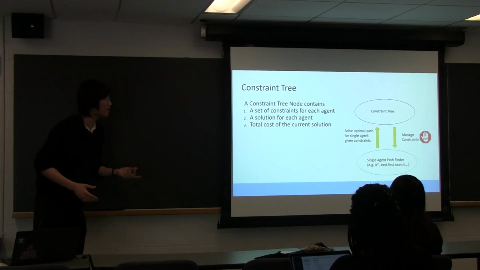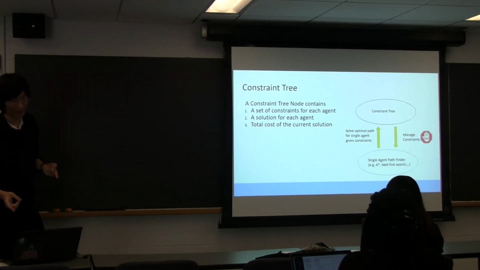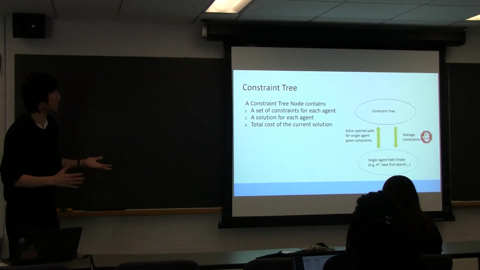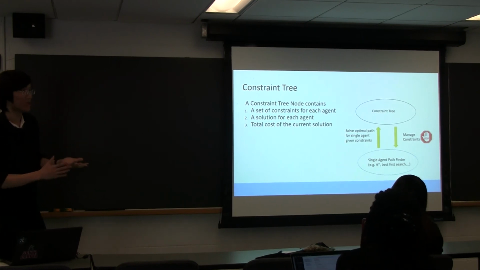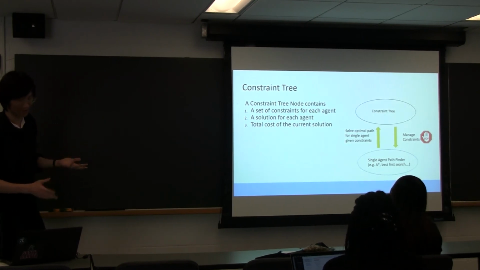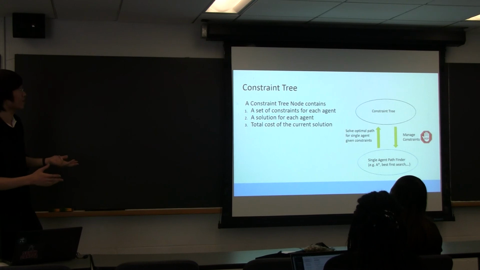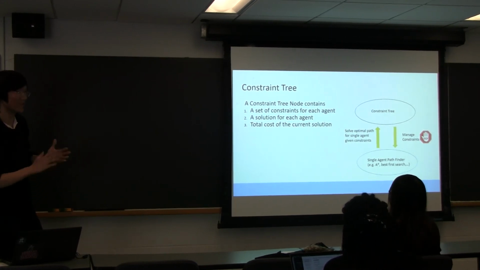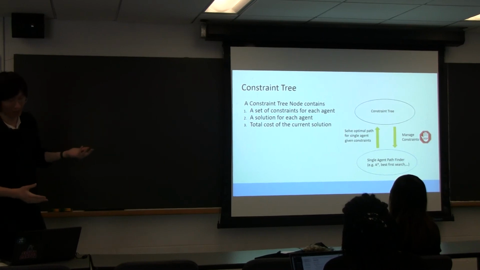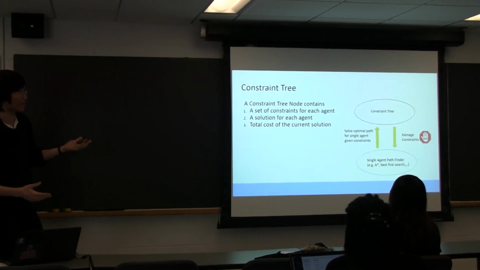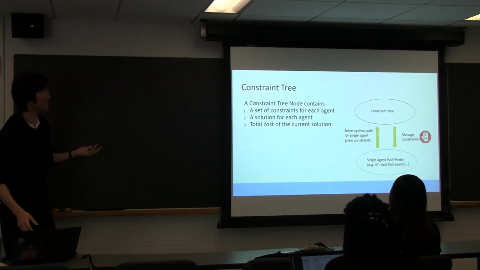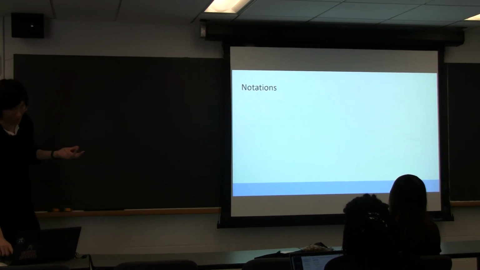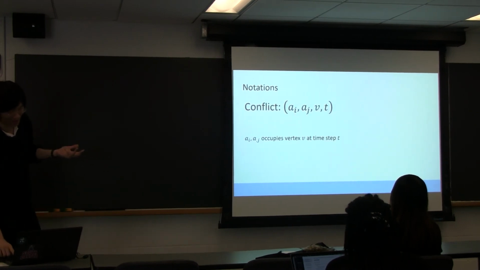And here you can see there's a higher level solver where you maintain a constraint tree and assign constraints for the single agent path finder, and then using those single agent path finders, we return the ultimate path for each single agent back to the constraint tree, where it manages the constraints again for each agent. We are going to go through examples again for this one.